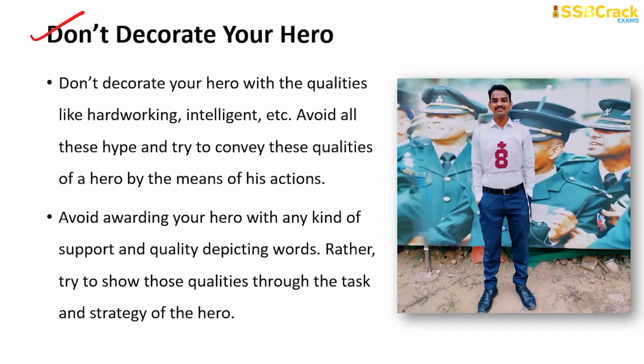Number 2. Don't decorate your hero. Don't decorate your hero with qualities like hardworking, intelligent, etc. Avoid all these hypes and try to convey these qualities of a hero by means of his actions. Avoid awarding your hero with any kind of supportive and quality-depicting words. Rather, try to show those qualities through the task and strategy of the hero. They don't want you to imprint OLQs in your story.